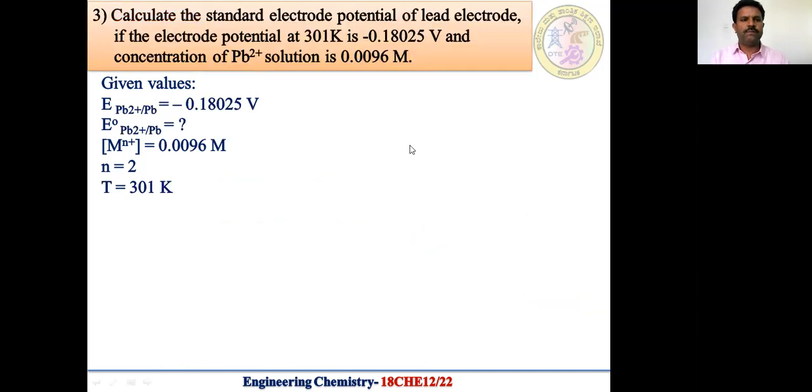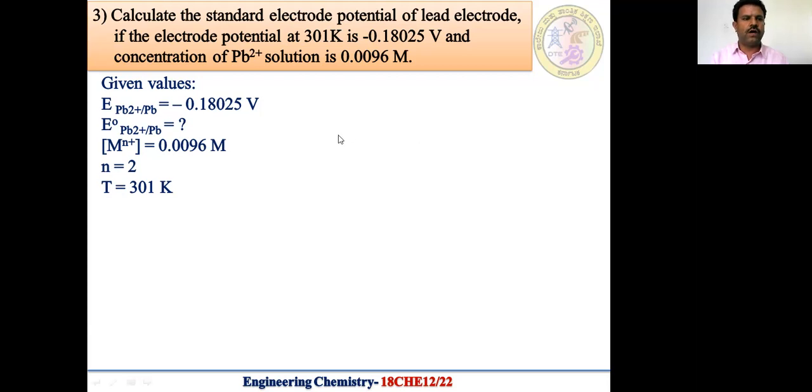Problem number 3: calculate the standard electrode potential of a lead electrode if the electrode potential at 301 Kelvin is minus 0.18025 volt and the concentration of the lead 2 plus ion solution is 0.0096 molar. So this problem is similar to the previous problem. The difference is here they have mentioned a lead electrode, and also the temperature is different and the voltage is different.